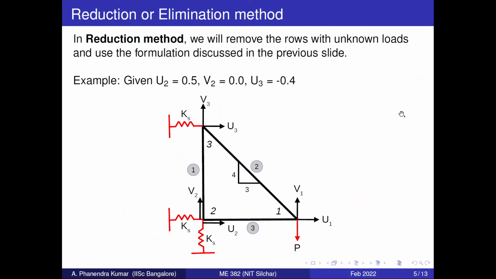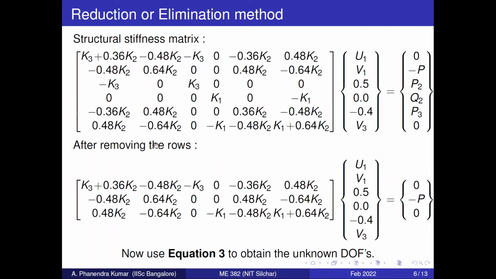The same problem I have taken. I will explain why the springs are being replaced with the simply supported boundary condition and the roller part. In the example we are considering the u2 value as 0.5, v2 as 0 and u3 as minus 0.4. The other loadings and all the angles remain the same. This is the stiffness matrix which we obtained previously also. I have replicated the same stiffness matrix. What happens here is we have non-zero degrees of freedom. These are the unknown reaction forces.